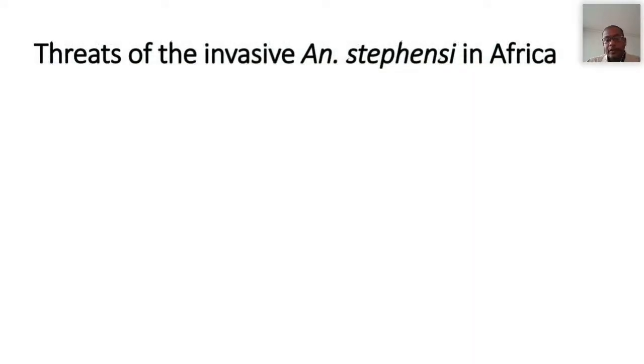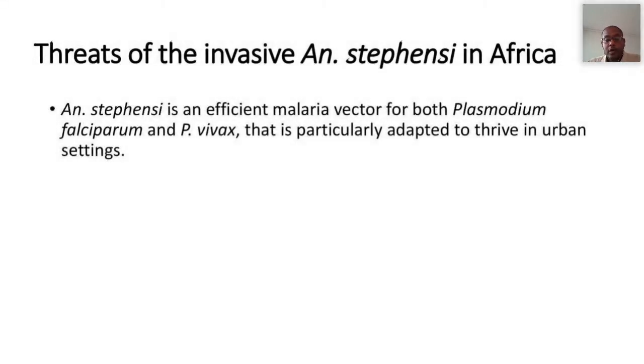So the threat of Anopheles stephensi, in addition to being an additional vector of malaria in the region, on top of the currently known vectors, as I mentioned before, for instance Anopheles arabiensis and Anopheles gambiae, brings additional threats to the area. One of those threats is that it's an efficient vector for both Plasmodium falciparum and Plasmodium vivax, and this has been confirmed naturally and experimentally in the lab.